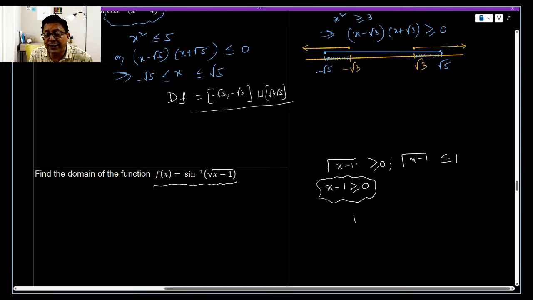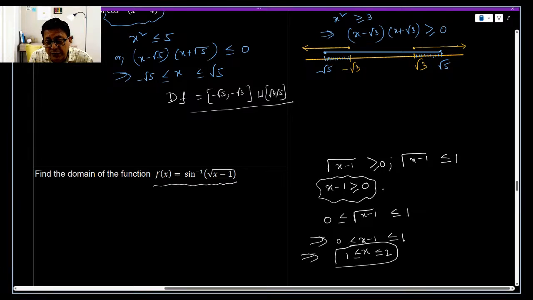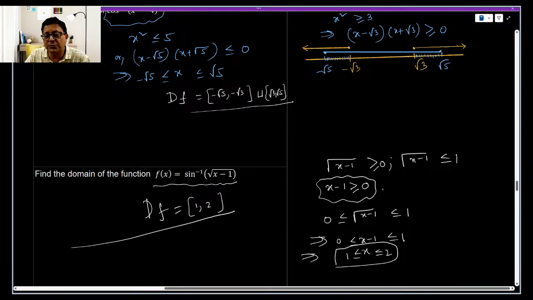So if you write this way, it would be root x minus 1 greater than or equal to 0 and less than or equal to 1. This implies x minus 1 is greater than or equal to 0 and less than or equal to 1. You can square easily because both are positive quantities or 0, isn't it? Squaring will not create any problem over there. So this implies x is greater than or equal to 1 and less than or equal to 2. So the domain is going to be 1 to 2. Clear? Hope all of you have understood.